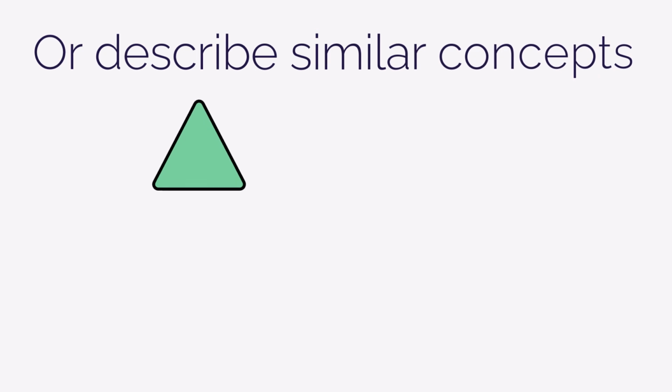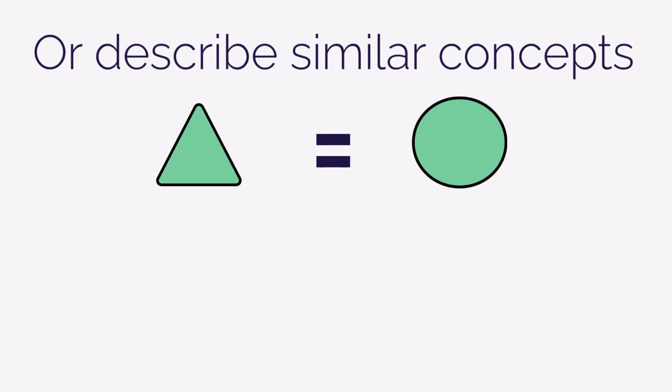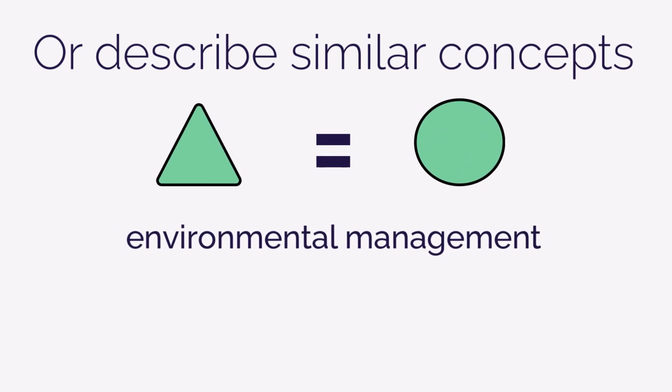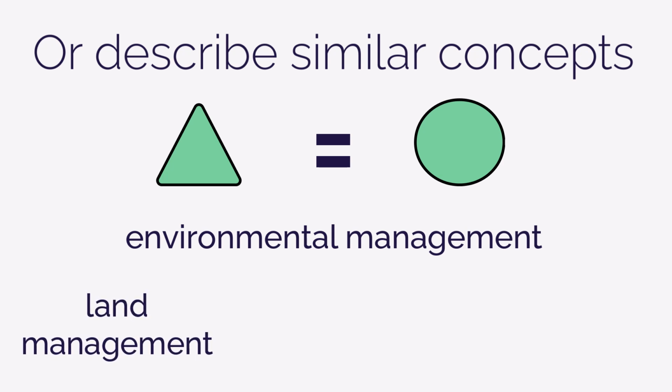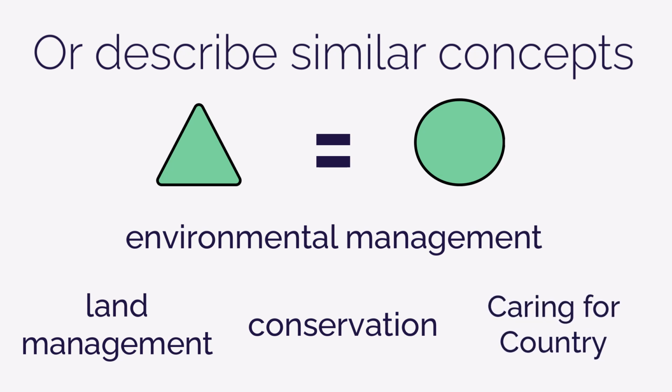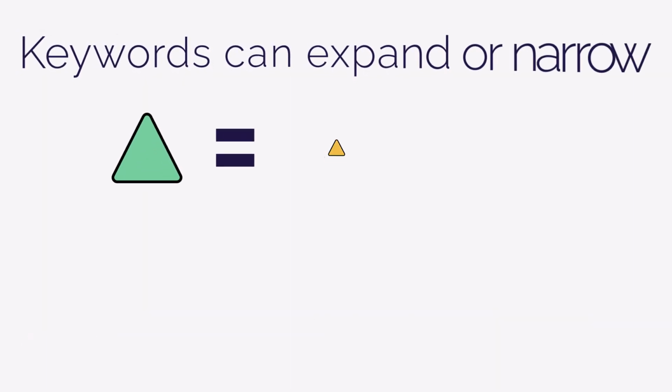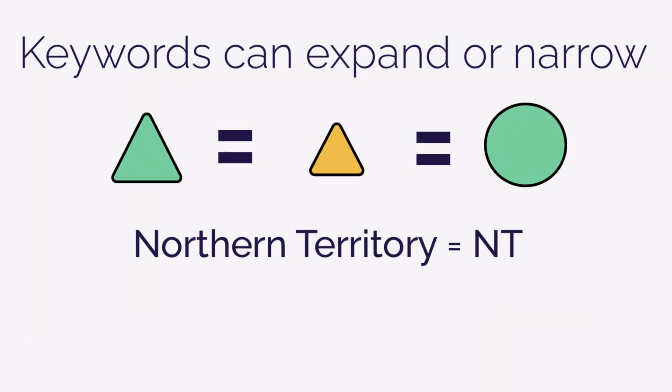Then there are terms that describe similar or related concepts around the topic. Instead of environmental management, you could use terms like land management or conservation. You also need to consider context. For example, Indigenous peoples often use the term caring for country to describe environmental management. And remember, Northern Territory is often shortened to NT, so it's a good idea to include both versions.